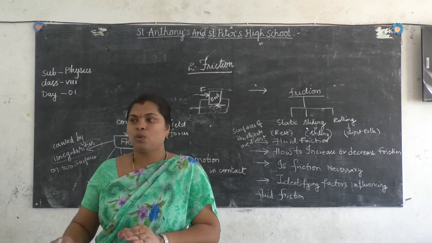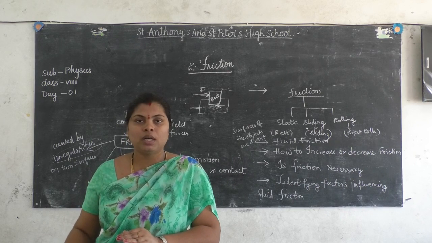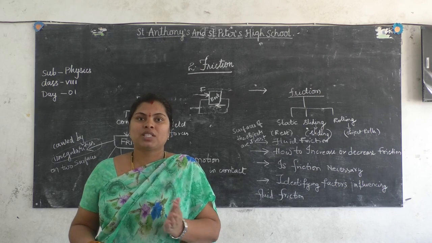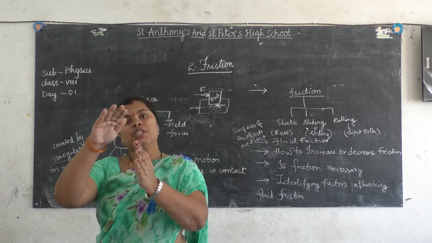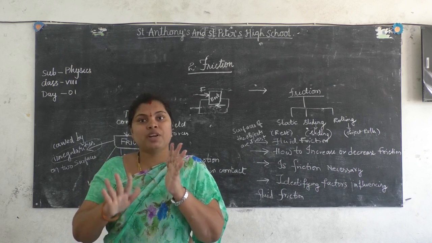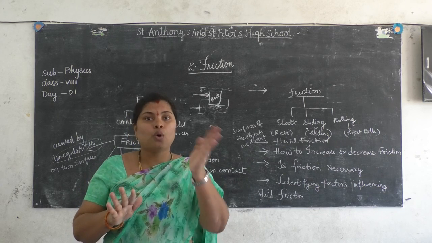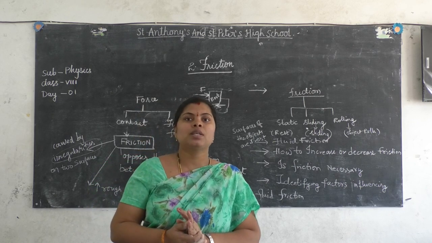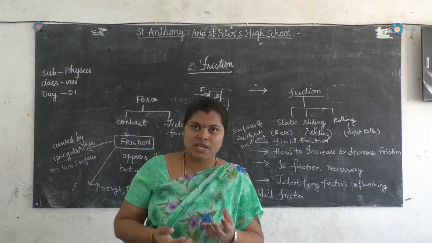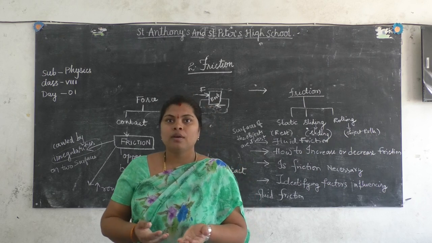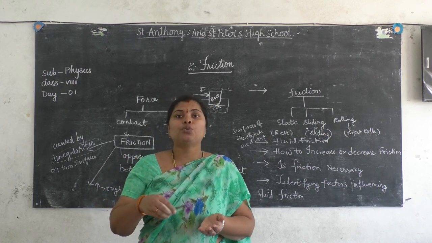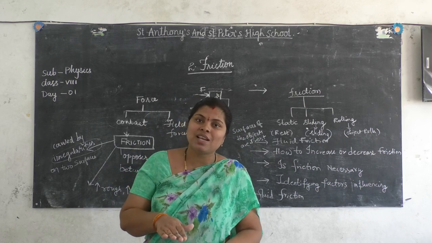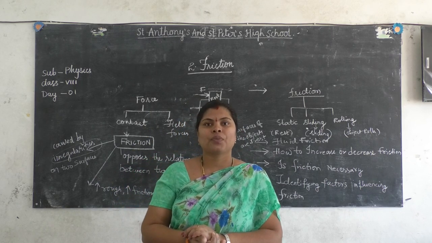We wipe off the water to make the surface rough. It means here friction should not be more, and friction should not be less. Friction is necessary but not more or less. Depending on the situation, depending on whether the friction is less or more, we need to adjust. If the friction is more, we should reduce it. If the friction is less, we should increase it.